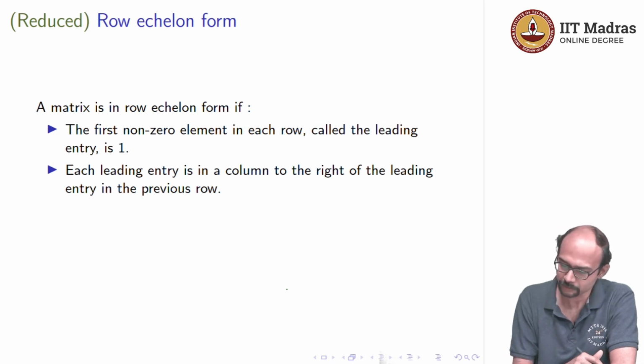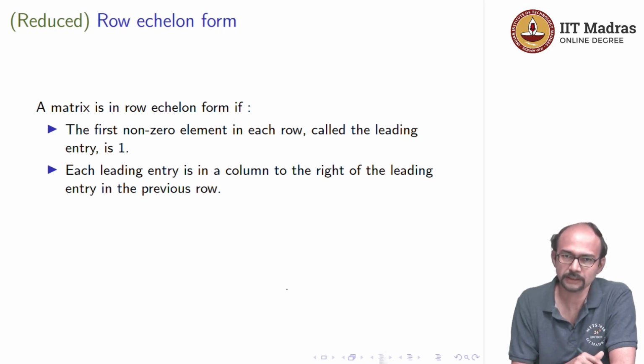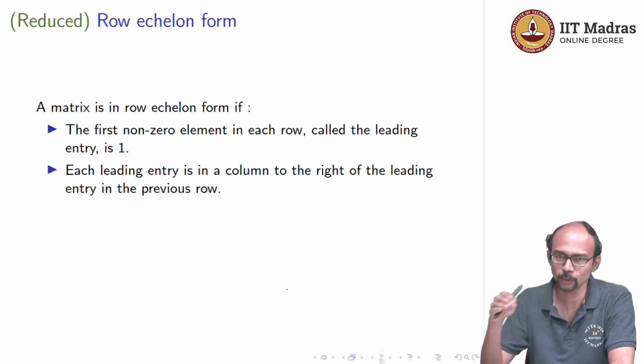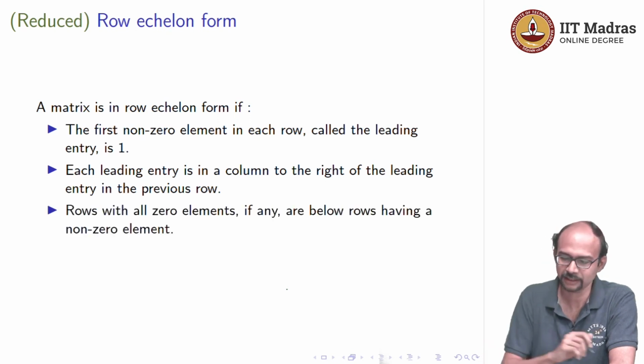So, if you consider the second row and you ask where is the leading entry, which is the first one that you have, it is in the second column, and that is to the right of the leading entry in the previous row, which was in the first column. Okay. So, broadly speaking, you have to go downwards and to the right like this. The ones have to be like this. Okay. Let us look at the next requirement.